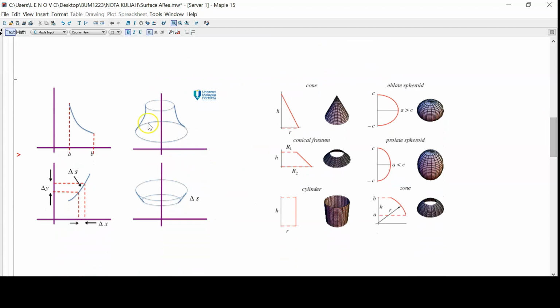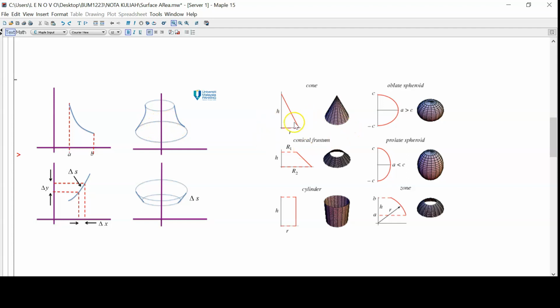Another example, let's say you have this curve. Previously, if we calculate the area under the curve bounded by this curve and the x-axis, we just find the area here. But if we revolve this area about the y-axis, then we will have some kind of this object. Then we can calculate the total area by using the surface area formula.